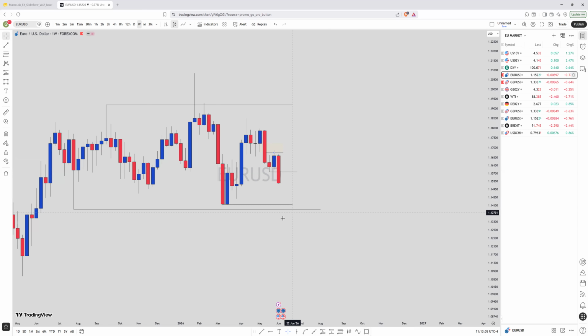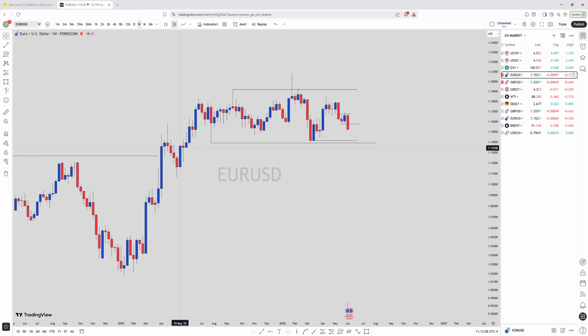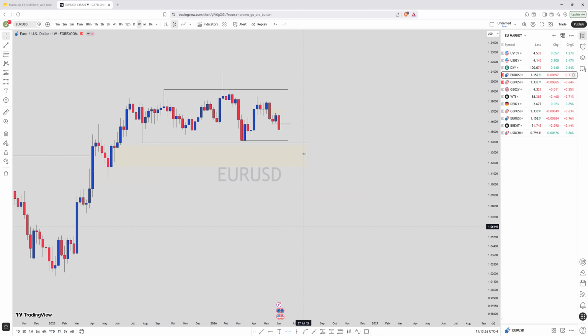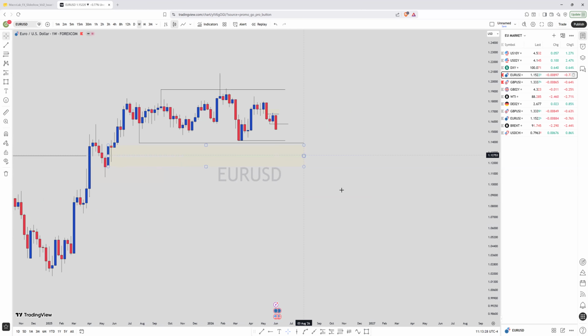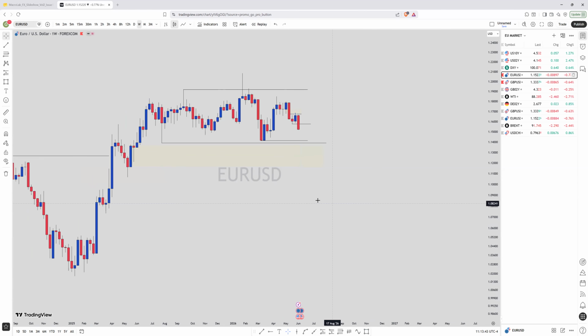So I want to see if markets will test, if markets should come into this other block that is here. So let's test it into that zone. I don't know how that will be. And we'll see how we can take on that and move on with this.